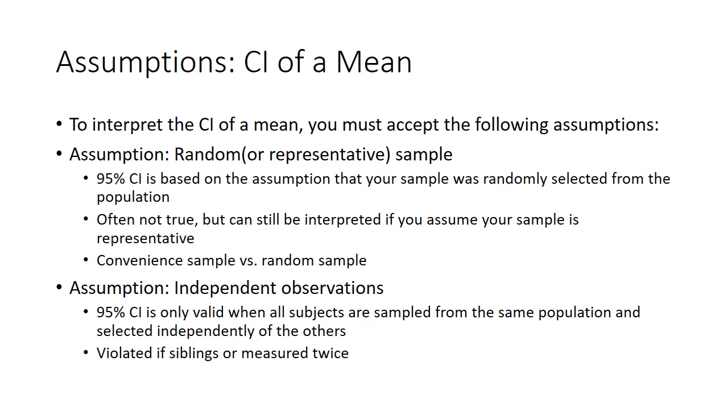So there are several assumptions you have to make when you are trying to determine the confidence interval of a mean. Again, some of the things you have to accept is, one, that the sample you're looking at, or the one you're evaluating in a piece of medical literature, is a completely random, representative sample of that population.